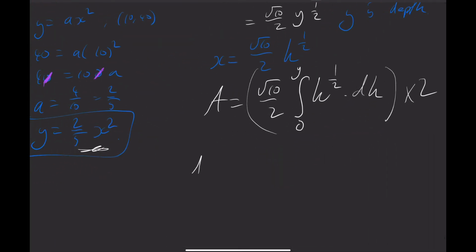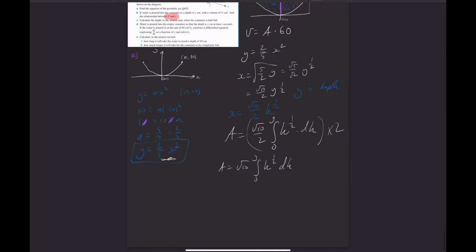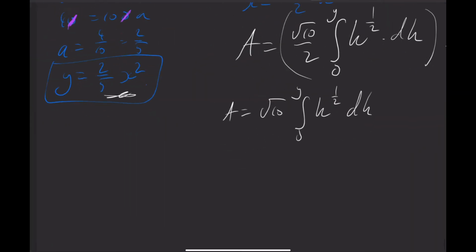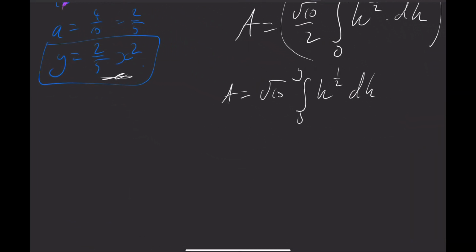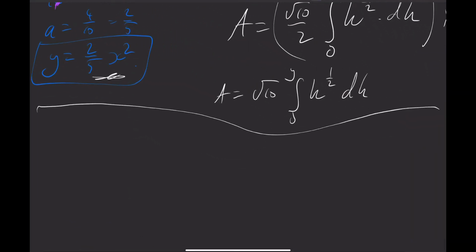So I'm going to get area is root 10 integral from 0 to y of h to the half dh, where h is just whatever the height is, and y will give me the depth of water, right? So h is just the convenient parameter. You could use any letter if you wanted to mix it up. Okay, so let's do our anti-differentiation.